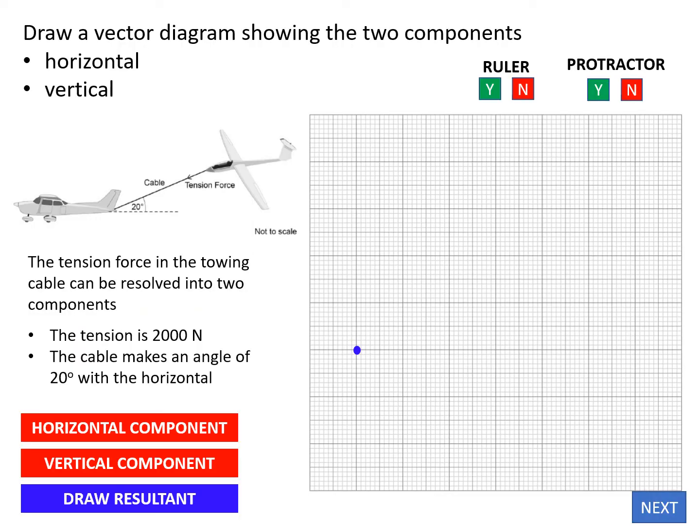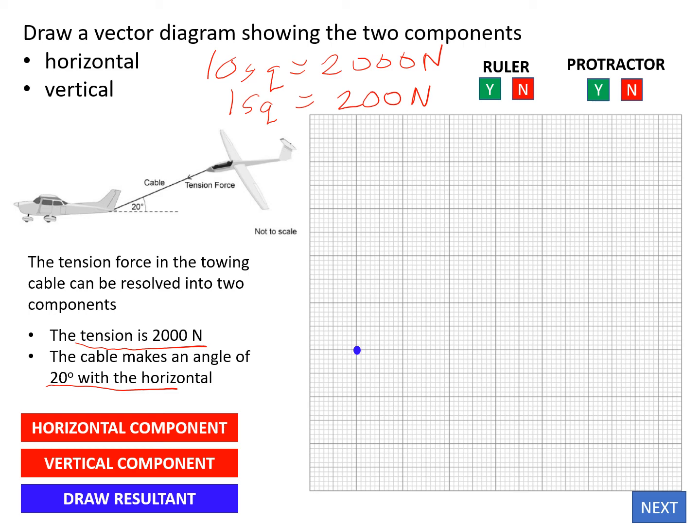This question is very similar to the last one. We're going to draw a scale diagram of the vector linking the planes together. But this time we're going to start with the resultant and work backwards to find the two components. Looking at the information given to us, we have a tension of 2,000 newtons at an angle of 20 degrees. So we need a force vector of 2,000 newtons at 20 degrees. For the scale, 10 squares equals 2,000 newtons, so 1 square equals 200 newtons. That means I need a 10 centimeter line at 20 degrees.